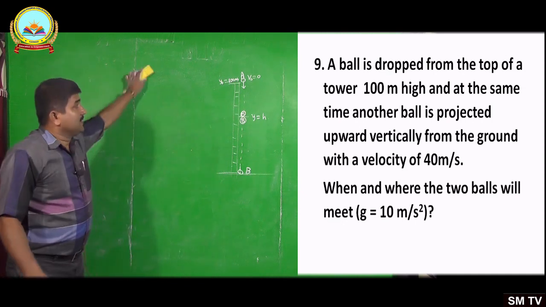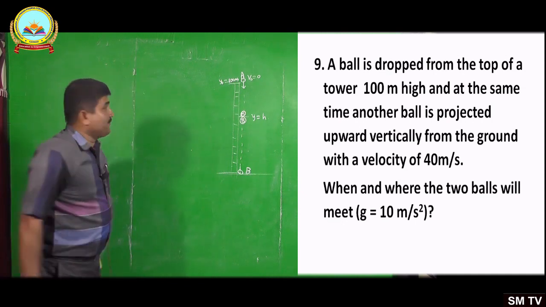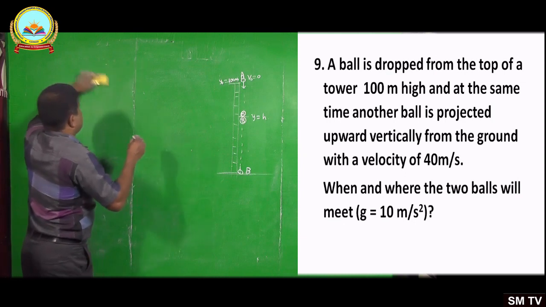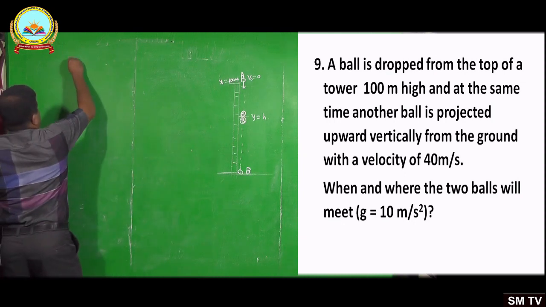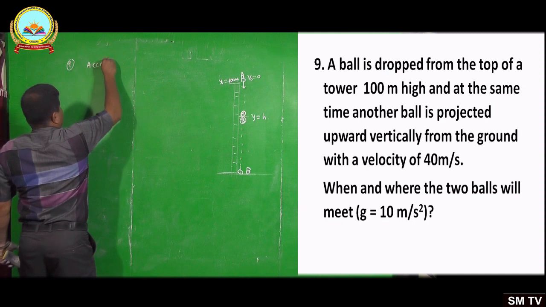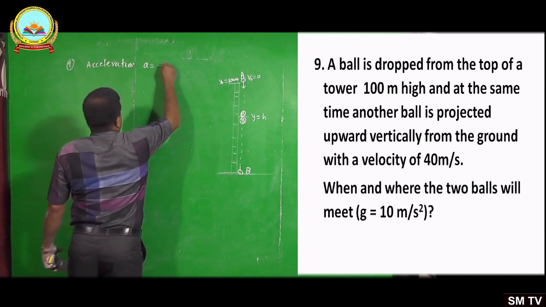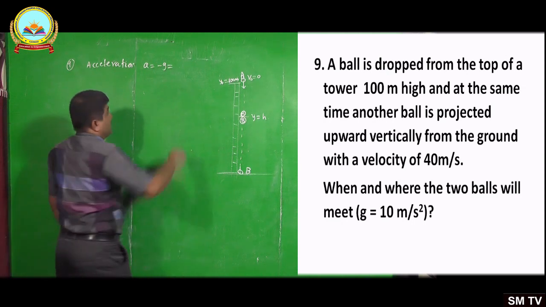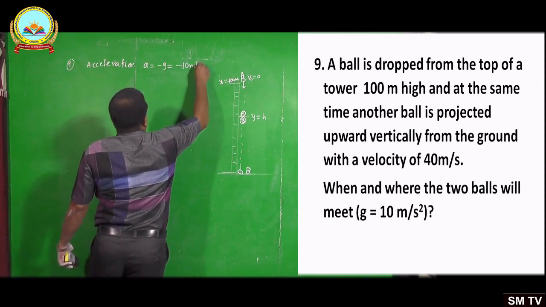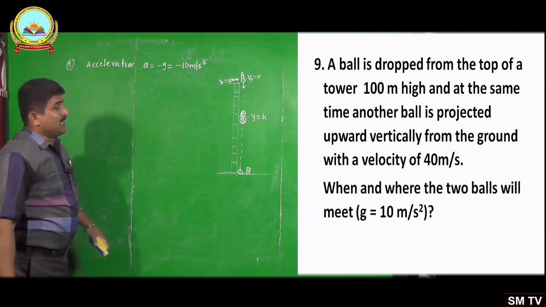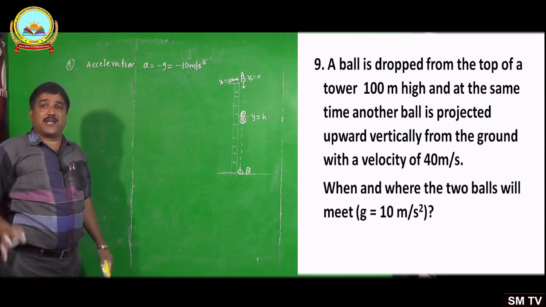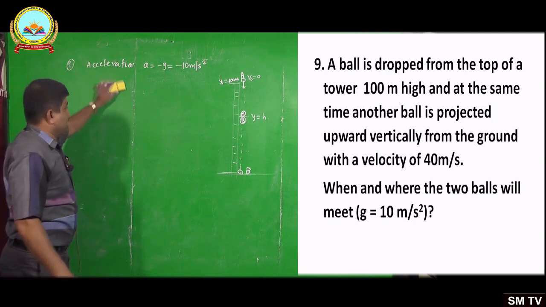For this just observe acceleration a, for both of them it will be the same. So that is a equal to minus g equal to minus 10 meter per second square. So the given data take as it is. If the g value is not given, take always 9.8 meter per second square.